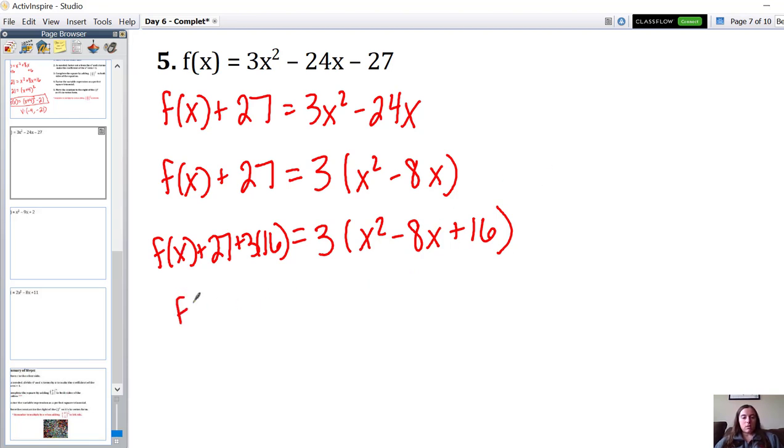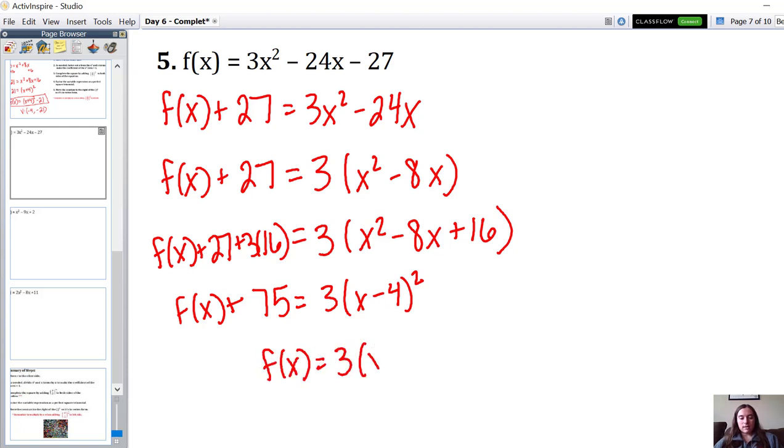So on the left, we have f of x plus, and 27 plus 48 is 75. Equals 3, and now I'm going to factor this trinomial. So what are my factors of 16, positive 16, that add up to negative 8? That would be x minus 4 and x minus 4. And now we can move the 75 back to the other side. So we're left with f of x equals 3 times x minus 4 squared minus 75.